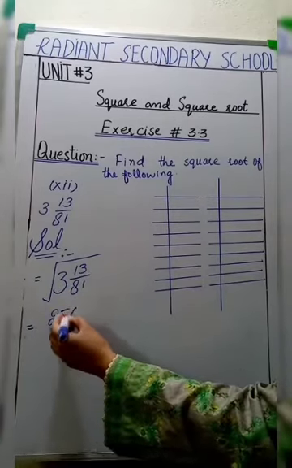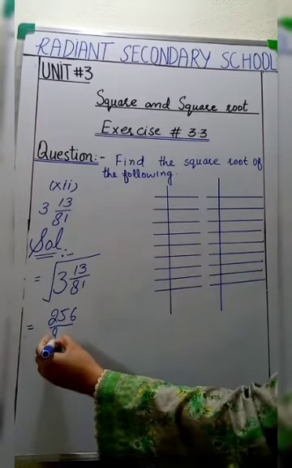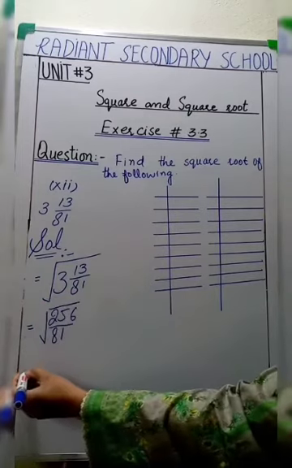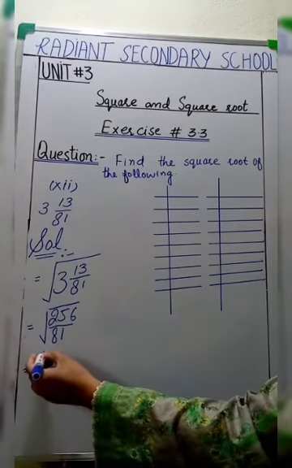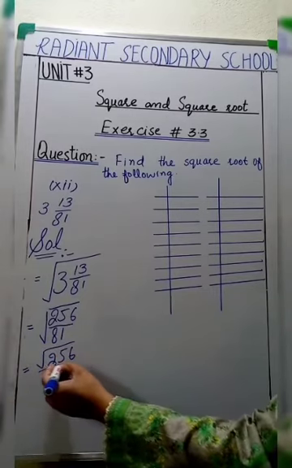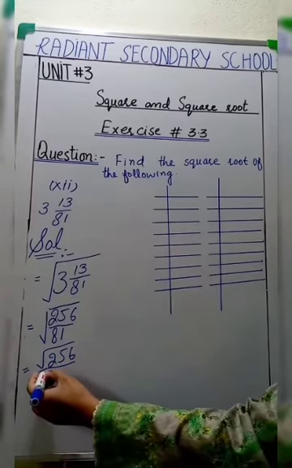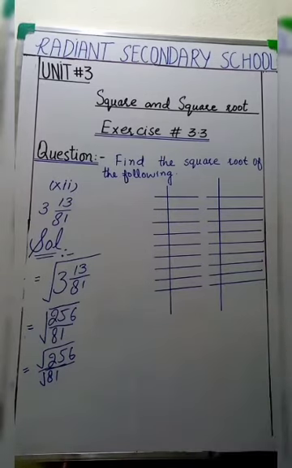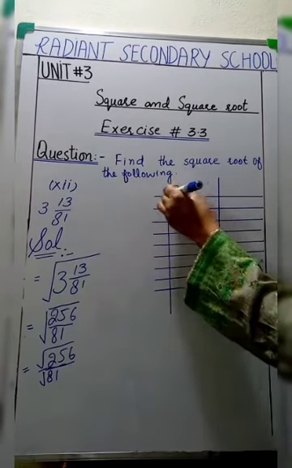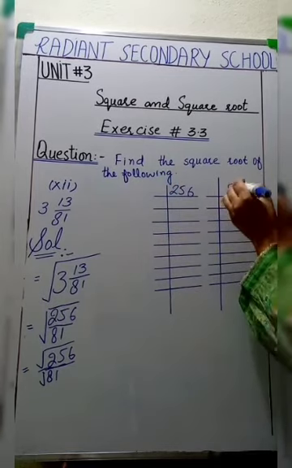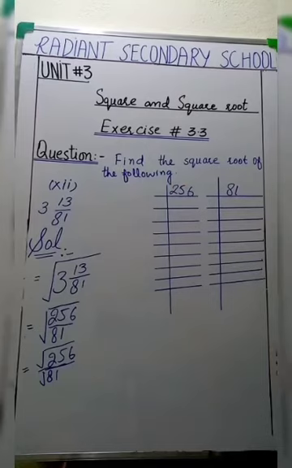So now your fraction is 256 over 81. Put a square root over it and then in the next step you will put square root over both numerator and denominator. Now make the factors of 256 and 81. First I will make the factors of 256.